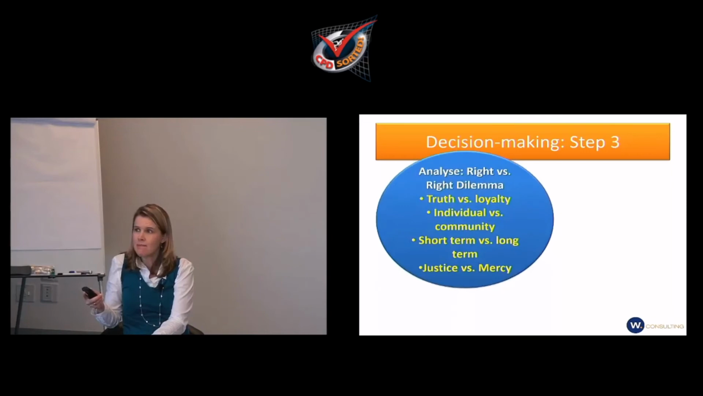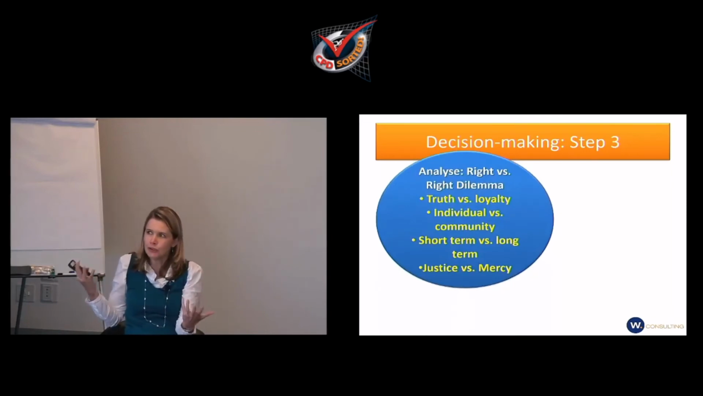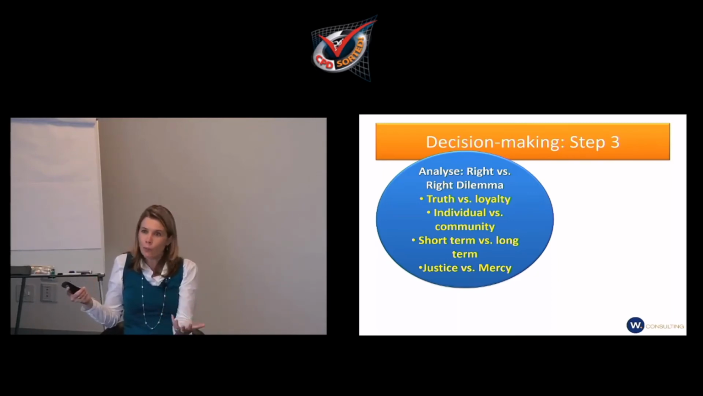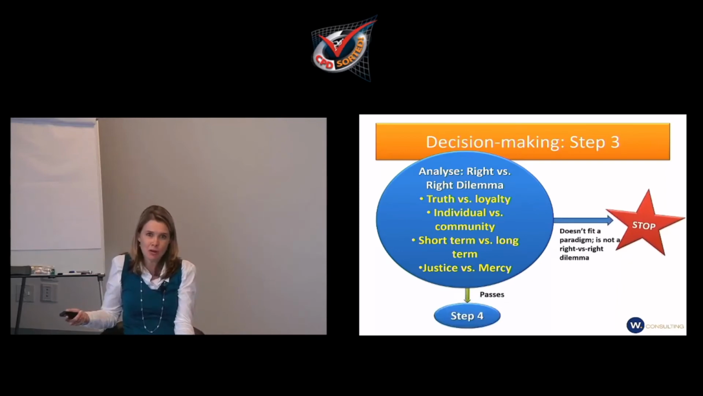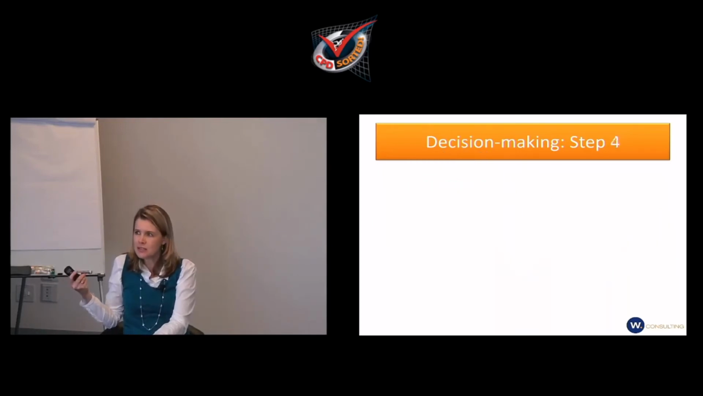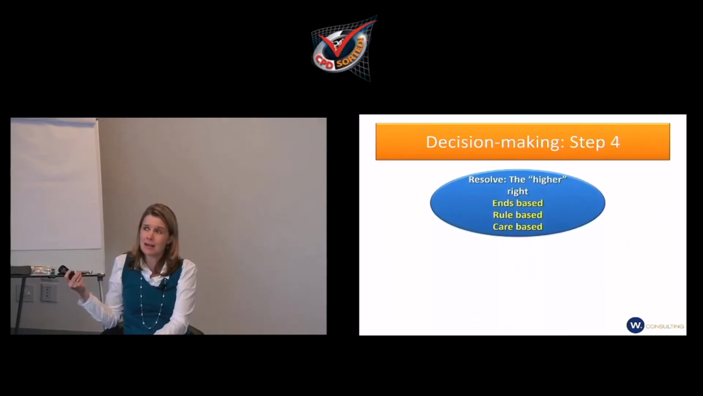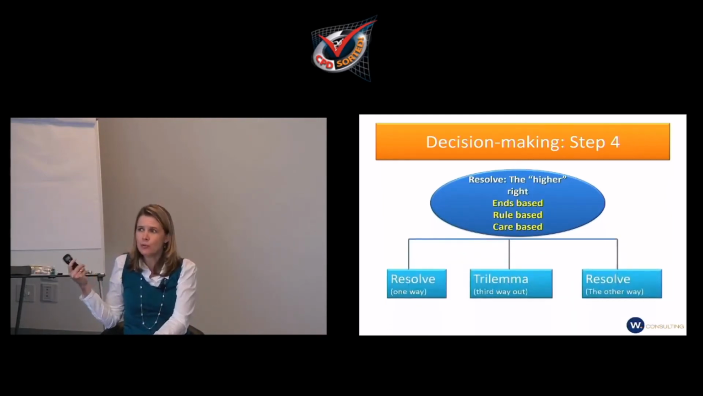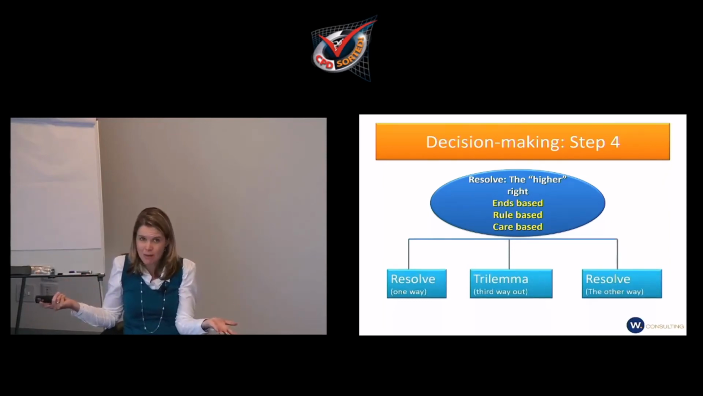In step 3, it becomes that dilemma of truth versus loyalty, individual versus community. Then you need to decide what is the greater good. You chat to someone who's more senior, with more experience, but if it's still not ethical, or if this doesn't feel right, you have to report it or do something about it. If we're still passing, then we decide by the higher rights: the ends justify the means, the rule-based or the care-based. And we can decide, because at the end of the day, remember, ethics is a choice, and choosing what to do.